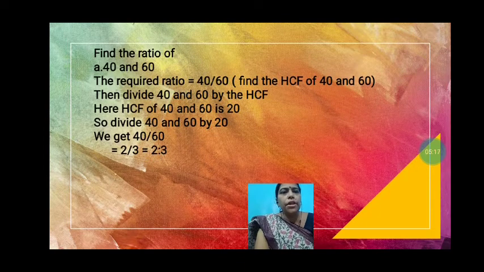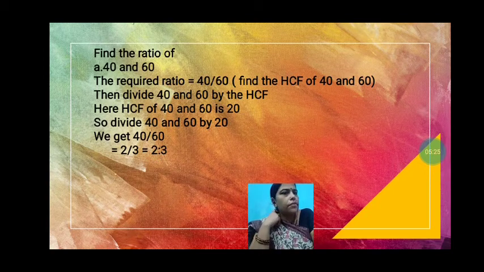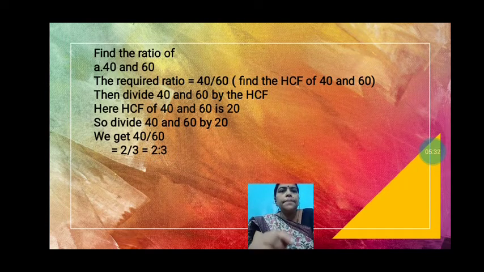So the required ratio is equal to 40 by 60. How do we find it? First we will write 40 by 60. Then we will find the HCF of 40 and 60. We will see that the HCF of 40 and 60 is 20. Then we will divide 40 and 60 by 20. We get 40 by 60 is equal to 2 by 3, which is 2 is to 3.